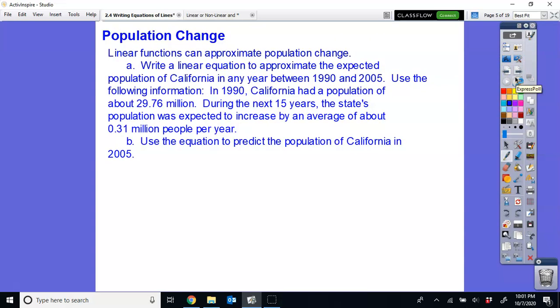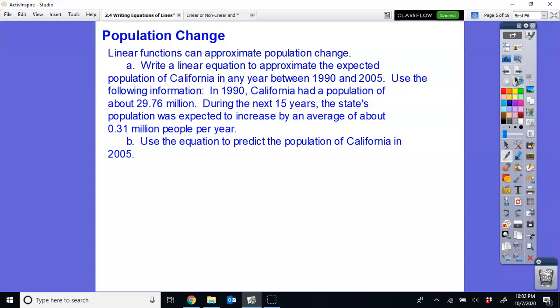Linear functions can approximate population change. Now notice what I said there, can approximate population change, because one of our functions we're going to study in this course, called exponential functions, is actually a little better. So we can write a linear equation to approximate the expected population of California in any year between 1990 and 2005. We're going to use the information that is given to us in the problem.